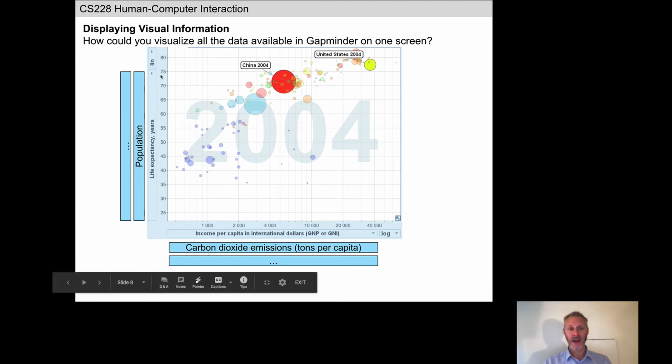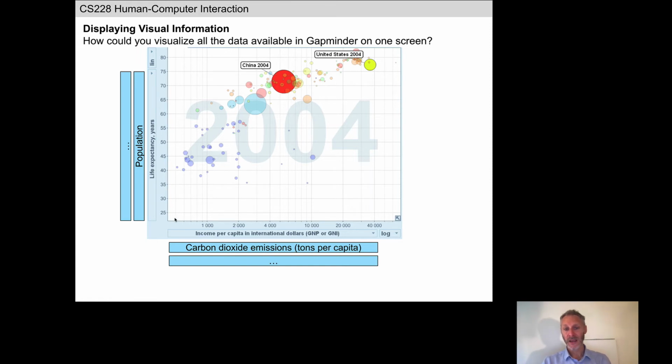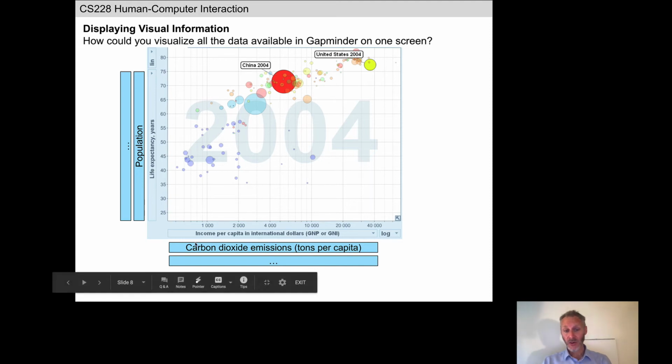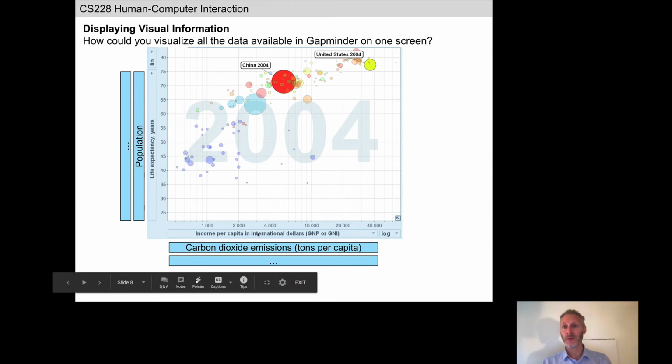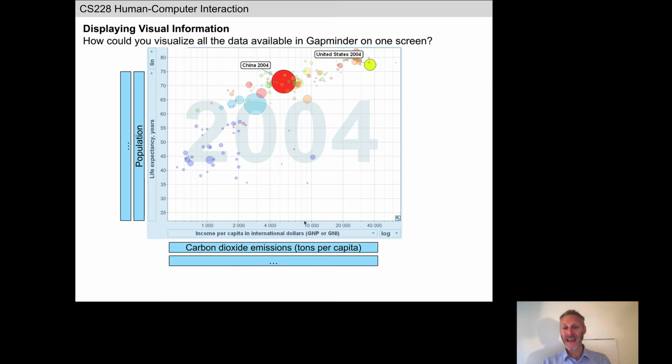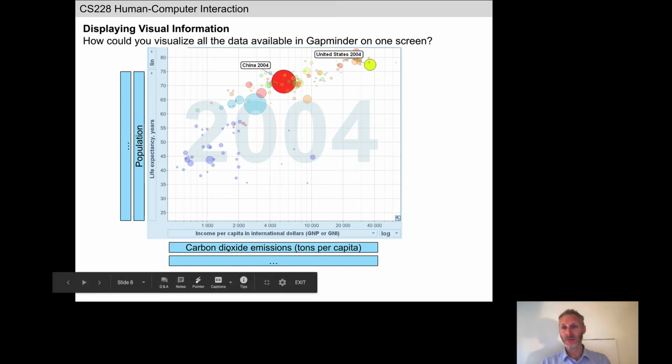In this case, on the axes here, you can see we have a health indicator on the vertical axis, life expectancy, and we have a wealth indicator on the horizontal axis here. But there are also other indicators like pollution rates, so carbon dioxide emissions per capita, and total population, which is actually shown by the size of the circles. But there's, I don't know how many different health or wealth indicators in Gapminder. What if we wanted to plot or compare not just life expectancy and GNP, but what if we wanted to compare life expectancy and GNP and CO2 emissions?